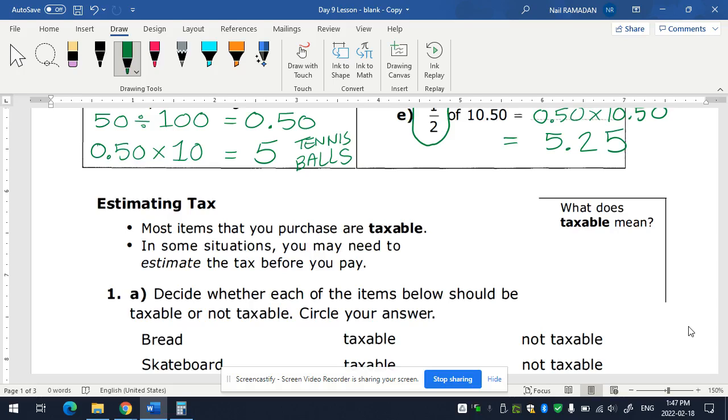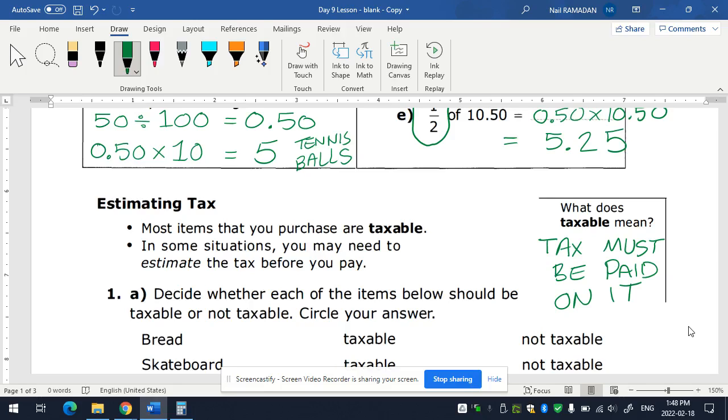Sure. Taxable means you have to add tax to it. Taxable means somehow the government will place some tax on it. So taxable means tax must be paid on it. Most items that you purchase are taxable, which means when you buy them, you're already factoring in or accounting for the amount of tax when you pay the full price, not the menu price.